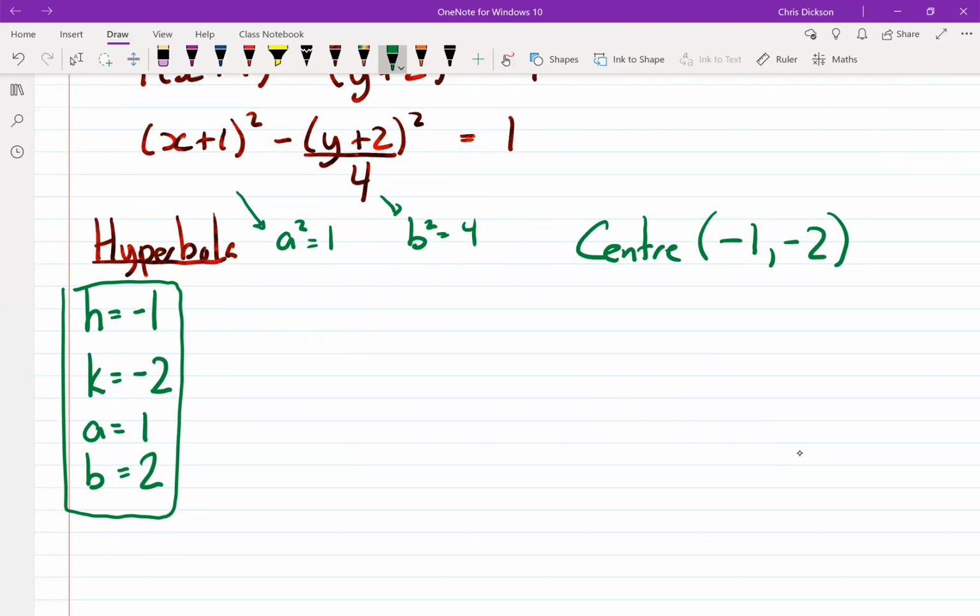So we know the center is -1, comma, -2. What else might be asked? How long is the transverse axis? How long is the conjugate axis? Well, the transverse axis is 2a, so that would be 2. And the conjugate axis is 2b, so that would be 4. What about the equation of the asymptotes? Let's say slope of the asymptotes first. Slope first. Slope of the asymptotes.